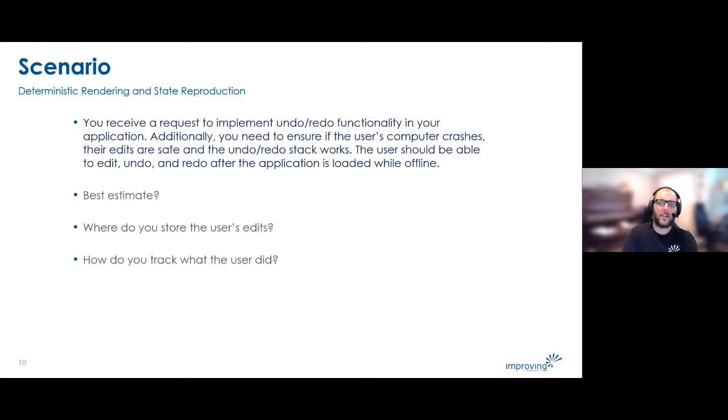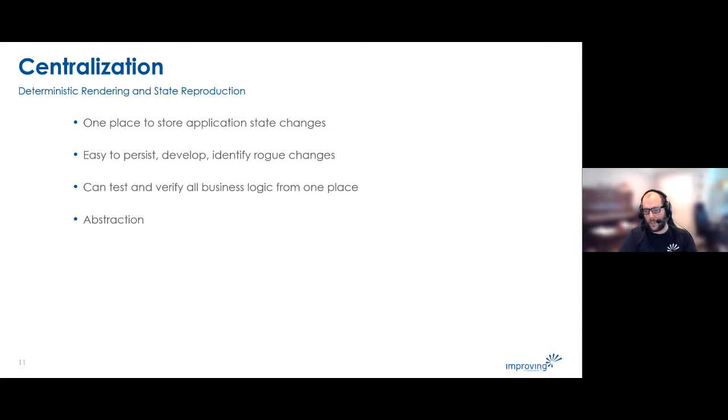Another scenario, you receive a request to implement undo redo. It's a hard thing. If you've ever done undo and redo, they're very, very difficult. You end up having to store every action and then undo, and you end up with a stack of actions. For doing global state management, you have one place that records all of it. Additionally, you have one store that you can persist. You have one store that you can go look at and get a global overview of your application state.